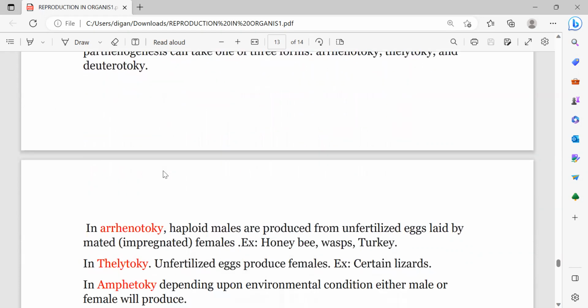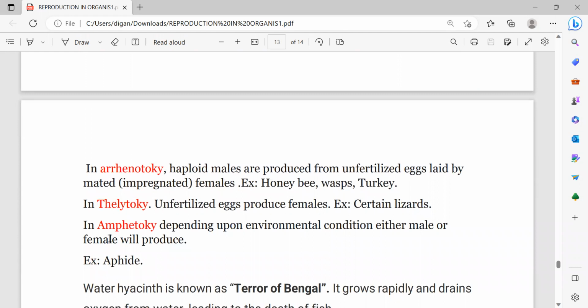Parthenogenesis is of three types: arrhenotoky, thelytoky, and amphitoky. Arrhenotoky means when only males are produced by parthenogenesis. Example is honeybee. Thelytoky means when an unfertilized egg produces females. Example is certain lizards. Amphitoky means that depending upon environmental conditions, from the unfertilized egg sometimes males are produced and sometimes females. So these are the three types of parthenogenesis.